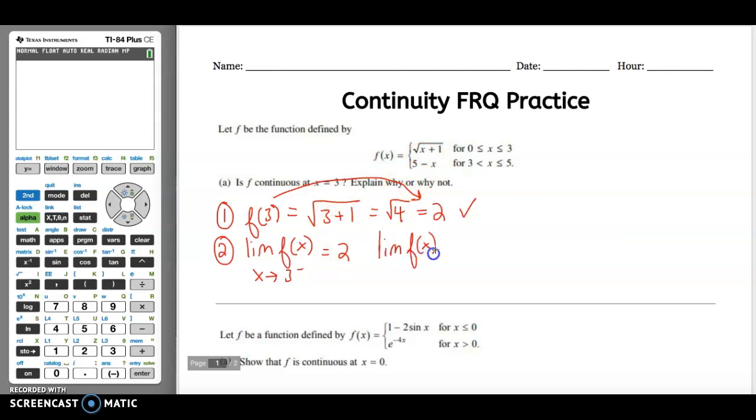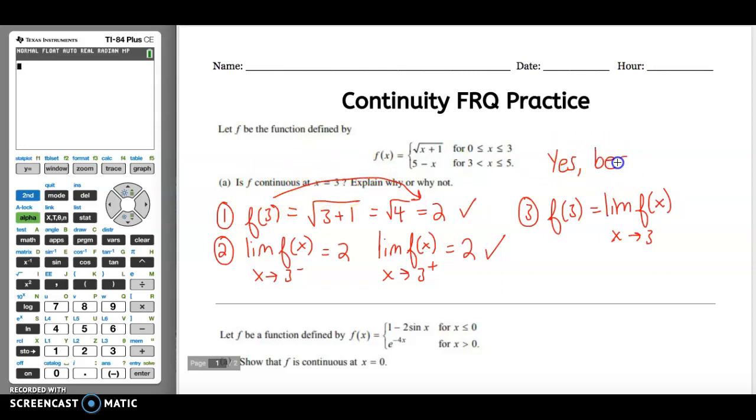Same thing with the left and the right hand limits. So x approaching 3 from the right hand side. If I plug in 3 for the right hand side, that would be down here. So 5 minus 3, which is 2. So your general limit exists. And then step 3, you just have to say that f of 3 equals the limit of f of x as x approaches 3. And you have to make sure to answer the question. So is f continuous? I would say yes, because you have to explain why or why not, and this is a perfectly good explanation. It satisfies the definition of continuity. So yes, because f of 3 equals the limit of f of x as x approaches 3.